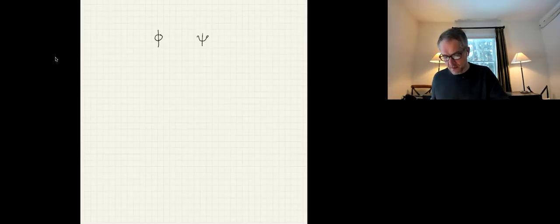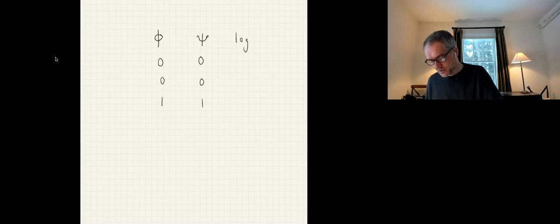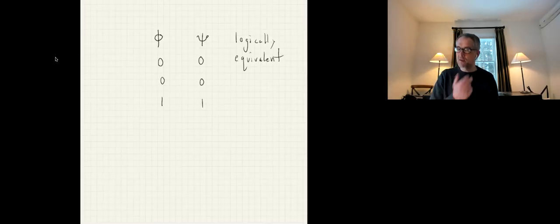So for example, it might be something like 0, 0, 0, 0, 1, 1, and so on. They always match, so they're logically equivalent. They always have the same truth value. Let me just give you an example.